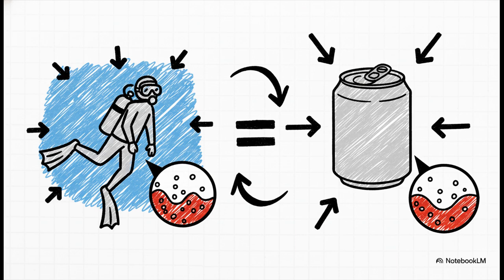It's Henry's law. As a diver goes deeper, the intense water pressure forces nitrogen gas from their air tank to dissolve into their bloodstream. If they come back up to the surface too fast, that pressure drops suddenly, just like opening a soda can, and all that nitrogen gas comes rushing out of their blood as tiny, dangerous bubbles. That condition is famously known as the bends.